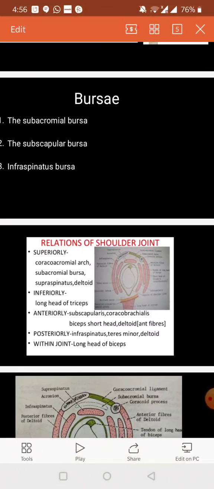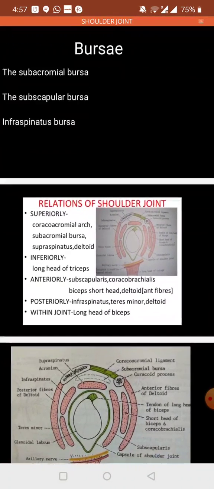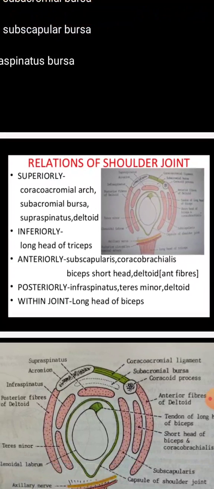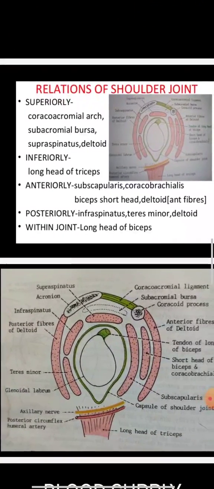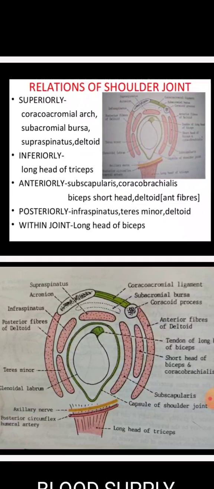Now coming to the relations of the shoulder joint. Okay, now I always advise students to study the diagram very carefully and try to practice the diagram thoroughly, because it will be easier for you to understand and write down the theoretical part. That is why here I have added the diagram along with the theoretical part. So if a question comes on the shoulder joint and when we are writing about the relations of the shoulder joint, please draw this diagram and explain it, because in anatomy diagrams are very important, and if you draw the diagrams it carries some extra marks.